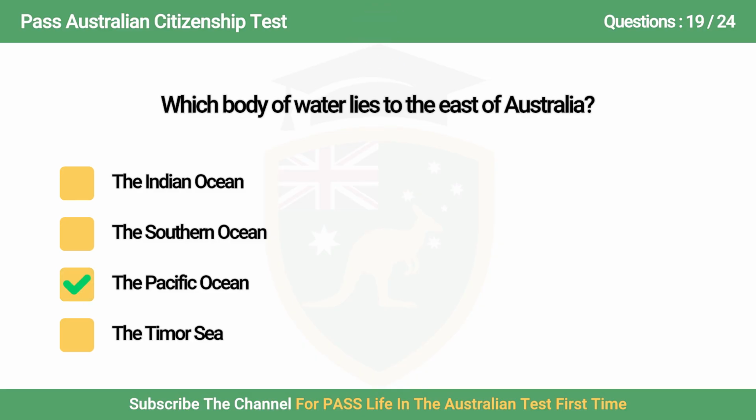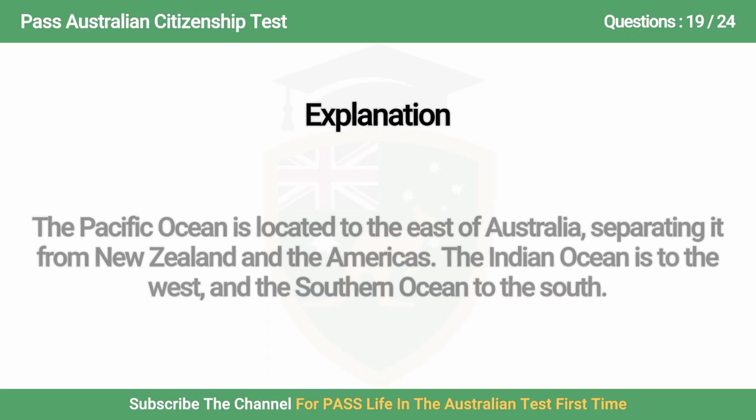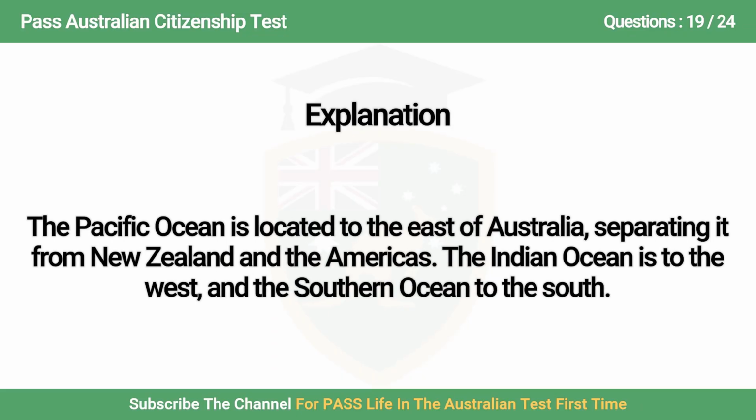Answer is C. The Pacific Ocean. The Pacific Ocean is to the east of Australia, separating it from New Zealand and the Americas. The Indian Ocean is to the west, and the Southern Ocean to the south.